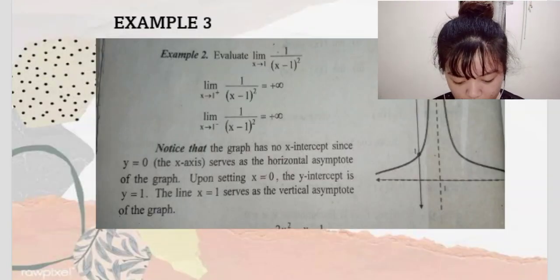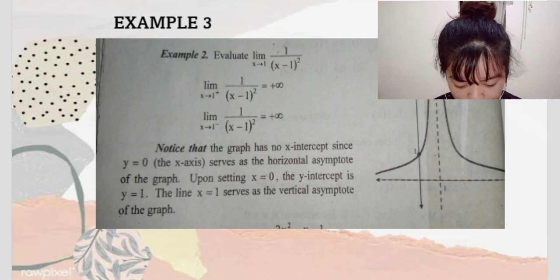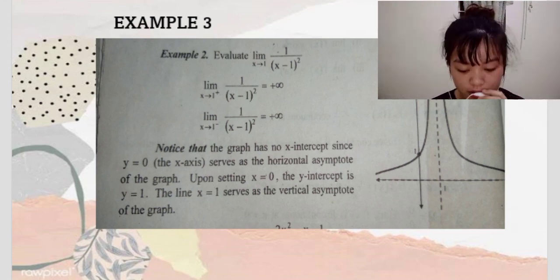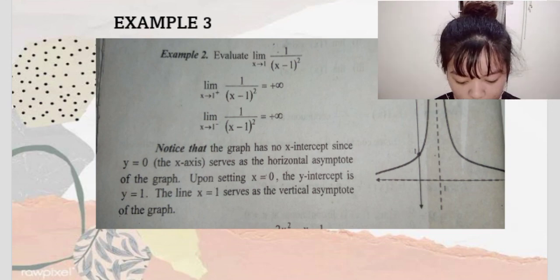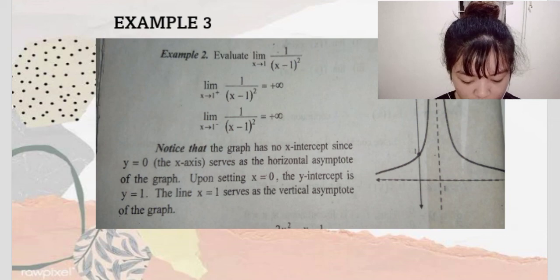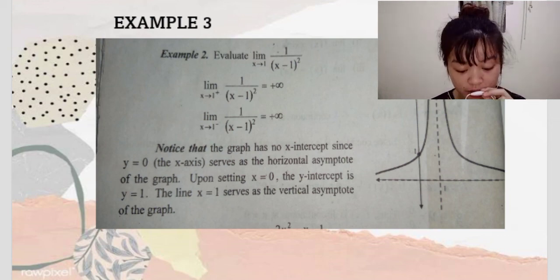So next is the final example. You can see in the graph that it also does not pass through the middle. Notice that the graph has no x-intercept since y is equal to 0, which serves as the horizontal asymptote of the graph. So it means it is also discontinuous. Always observe the graph carefully so we can tell whether it is continuous or not.